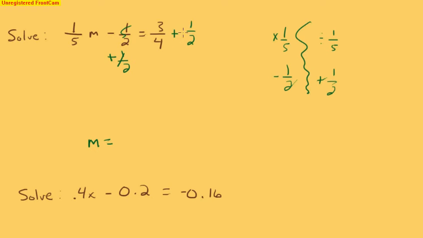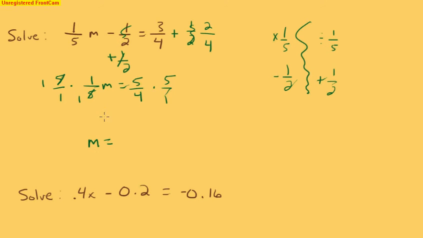These two cancel out. 1/2 is the same as 2/4. We need a common denominator. So 1/5 m equals 5/4. We still do not have m by itself. We are multiplying it by 1/5, so we're going to have to divide by 1/5, which is the same thing as multiplying by the reciprocal, or 5 over 1. Do the same thing to both sides.